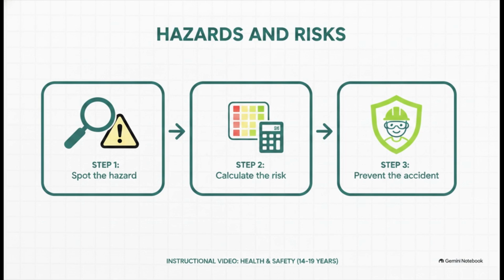This is exactly why understanding the difference between a hazard and a risk matters so much on a job site. You spot the hazard, the thing with the potential to cause harm. Then you calculate the risk using your matrix to see how dangerous it really is. And finally, you use that information to change the environment and prevent the accident before it ever even happens.